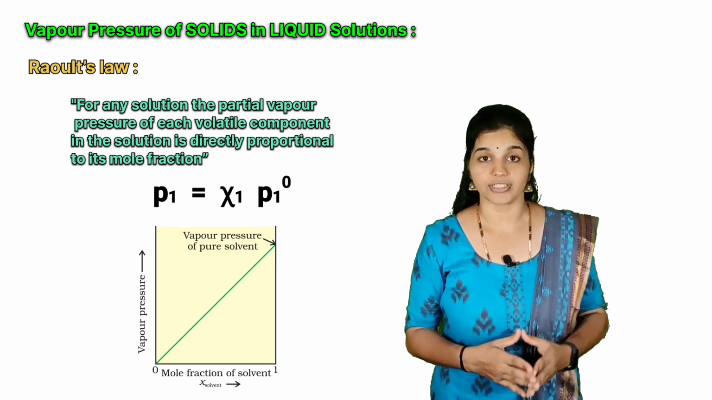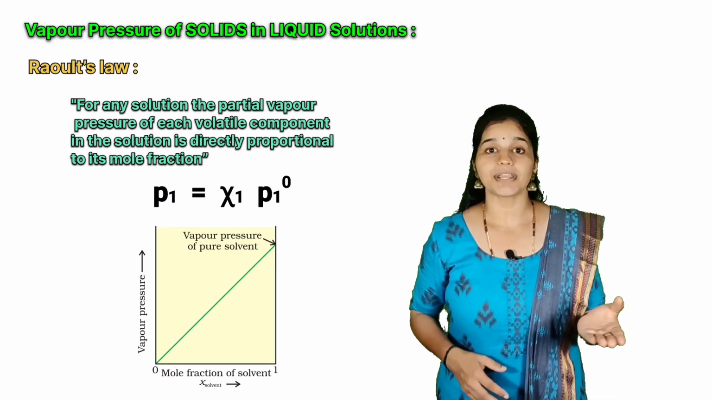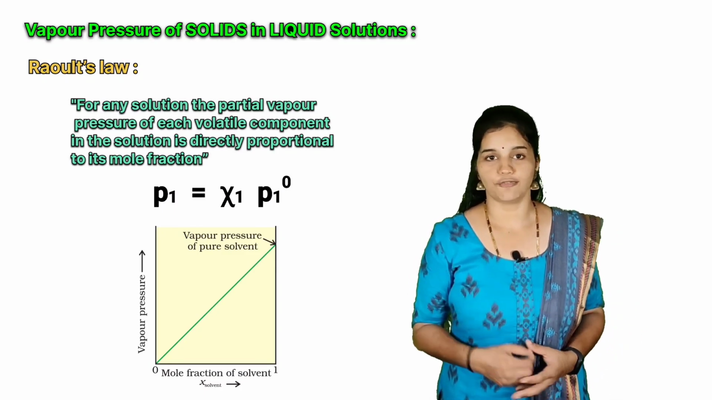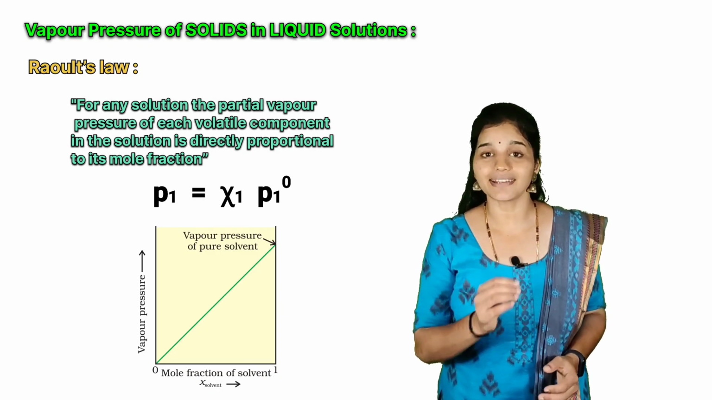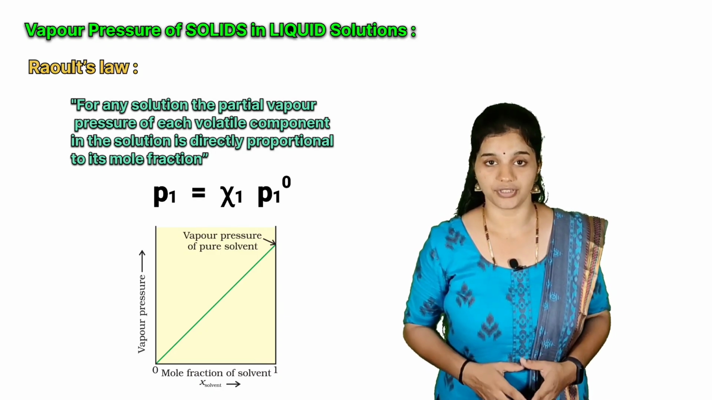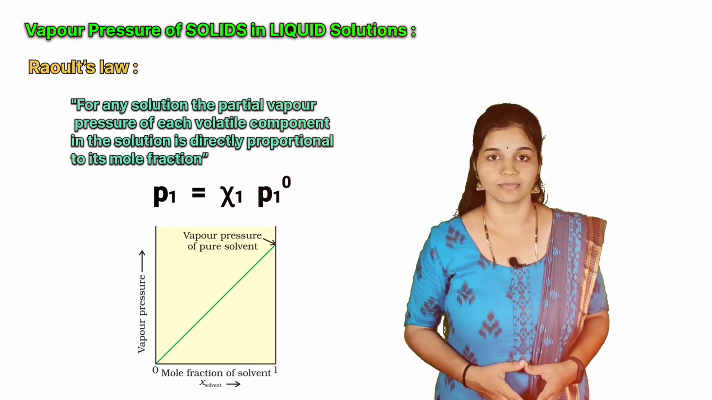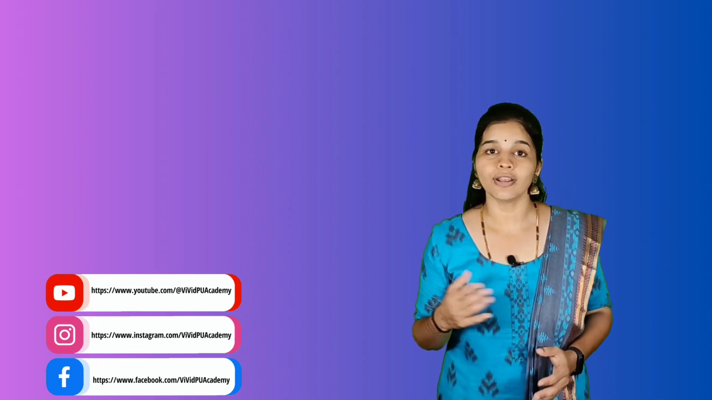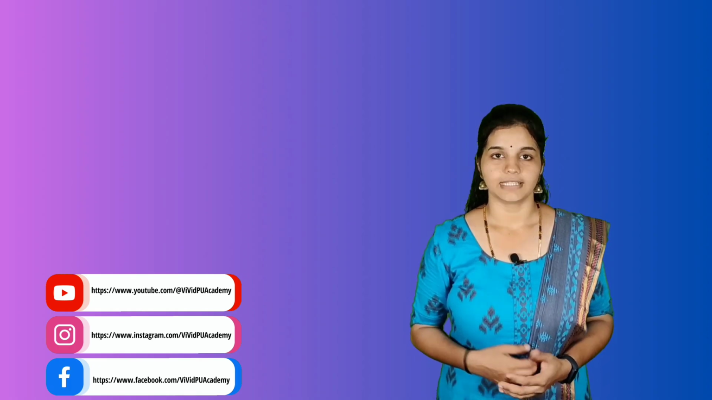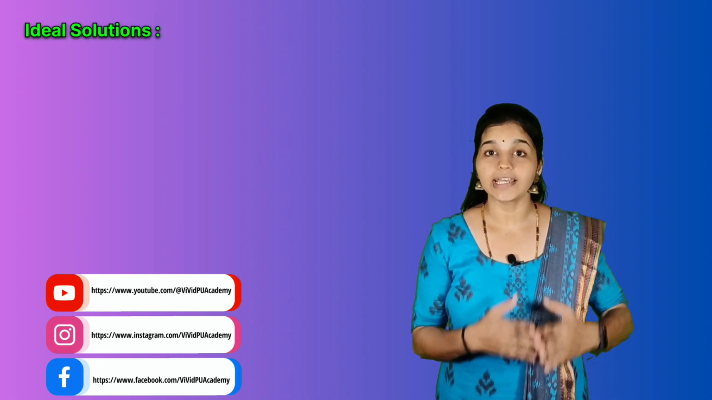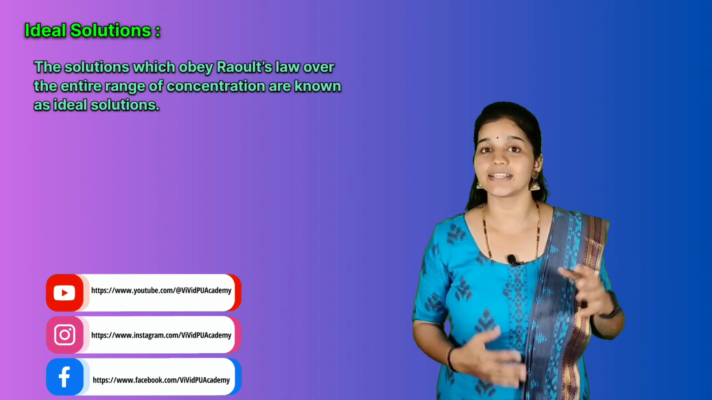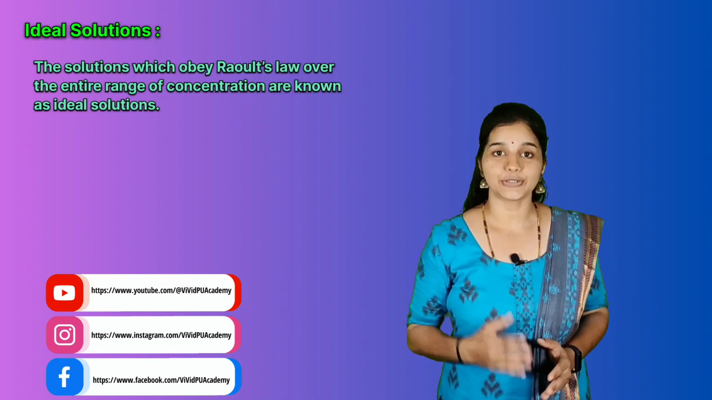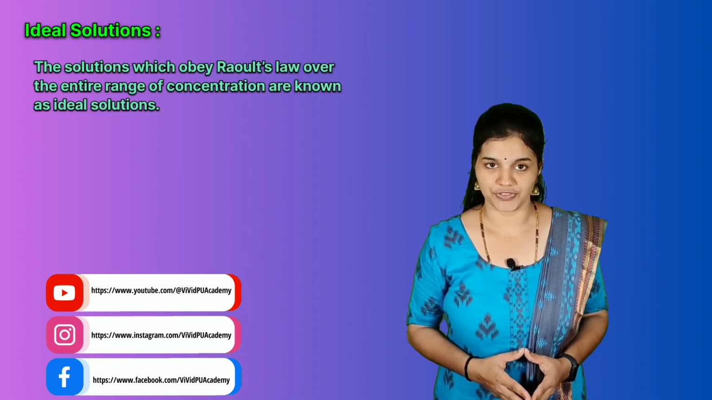Now, if we plot a graph between vapor pressure and the mole fraction of the solvent, we will get a straight line passing through the origin, that is, passing through 0. On the basis of Raoult's law, liquid-liquid solutions can be classified into two types: ideal solutions and non-ideal solutions. The solutions which obey Raoult's law over the entire range of concentrations are known as ideal solutions.